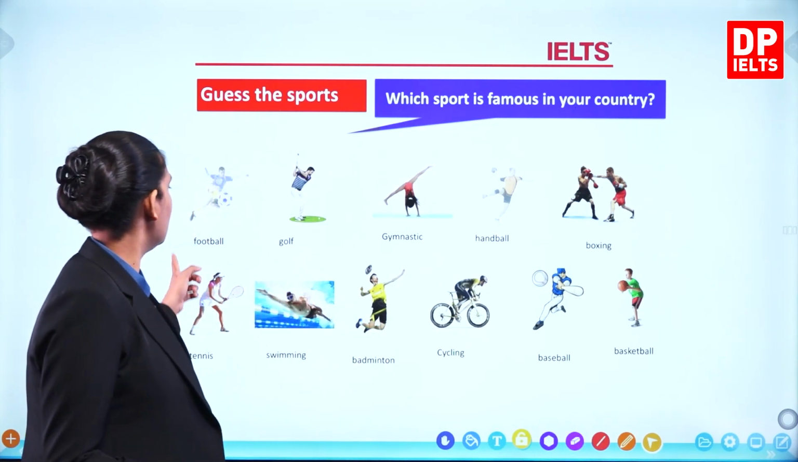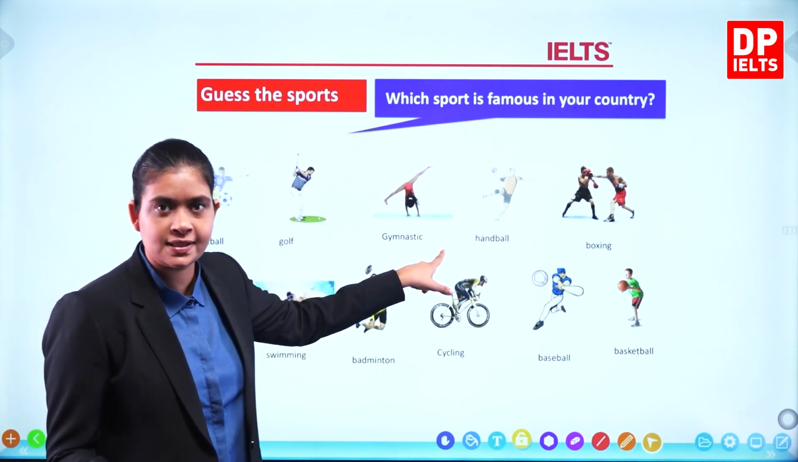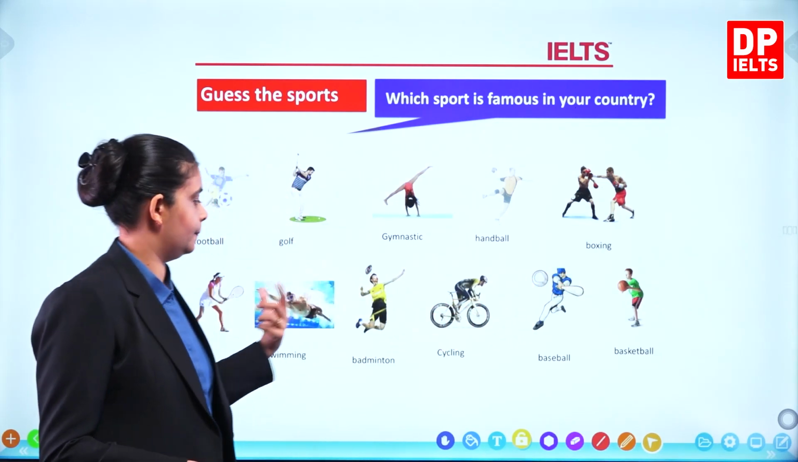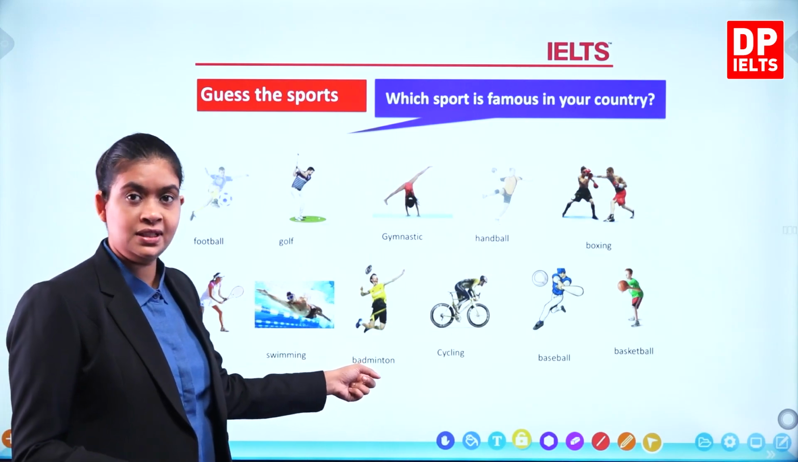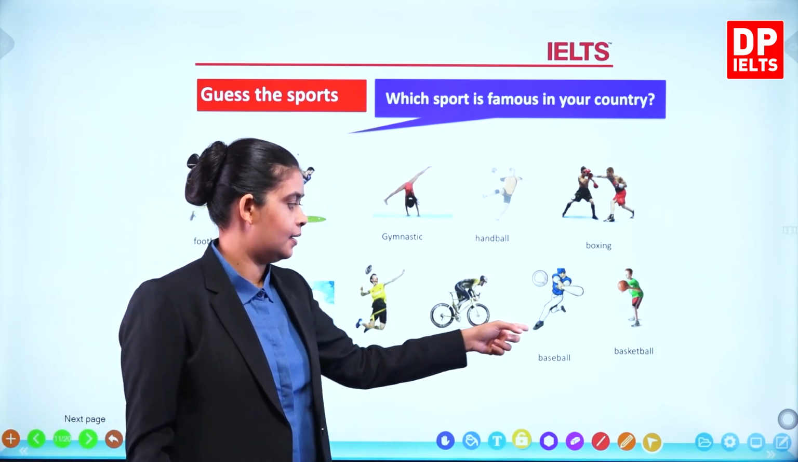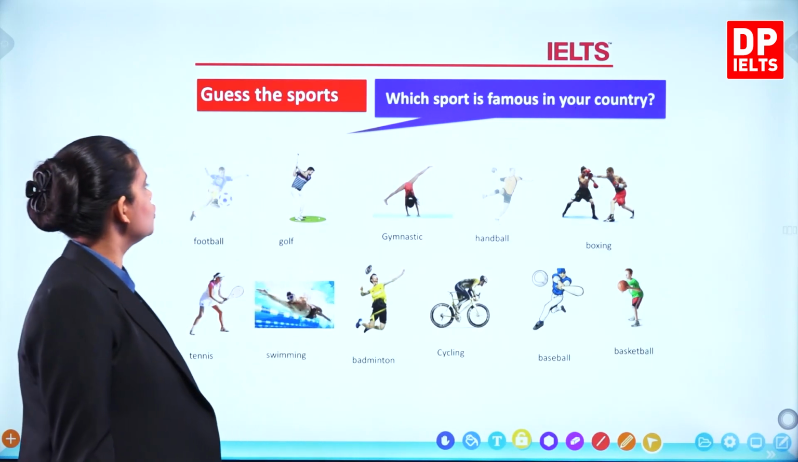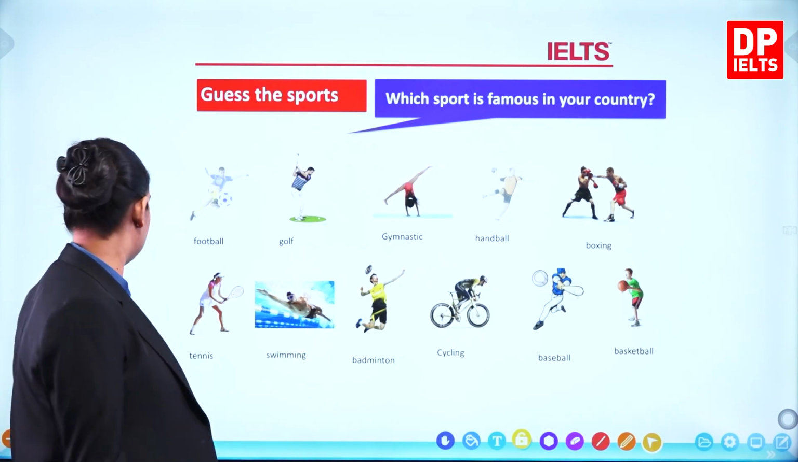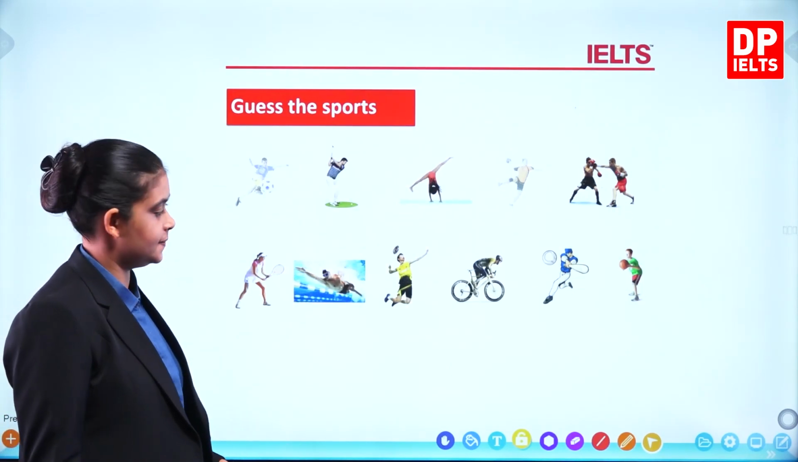So let's have a look at it. Football, golf, gymnastic, handball, boxing, tennis, swimming, badminton, cycling, baseball, basketball. Okay, so these are the sports that were actually there in the previous slide in the pictures.